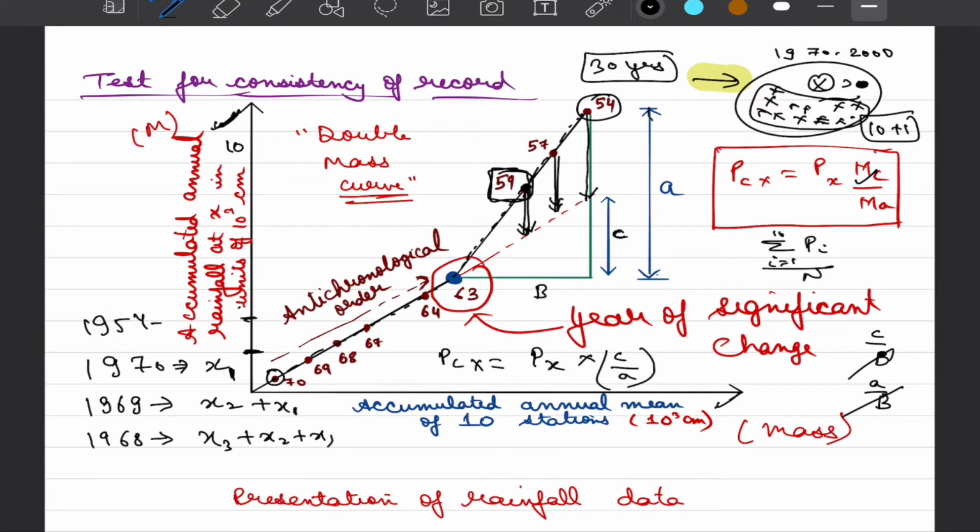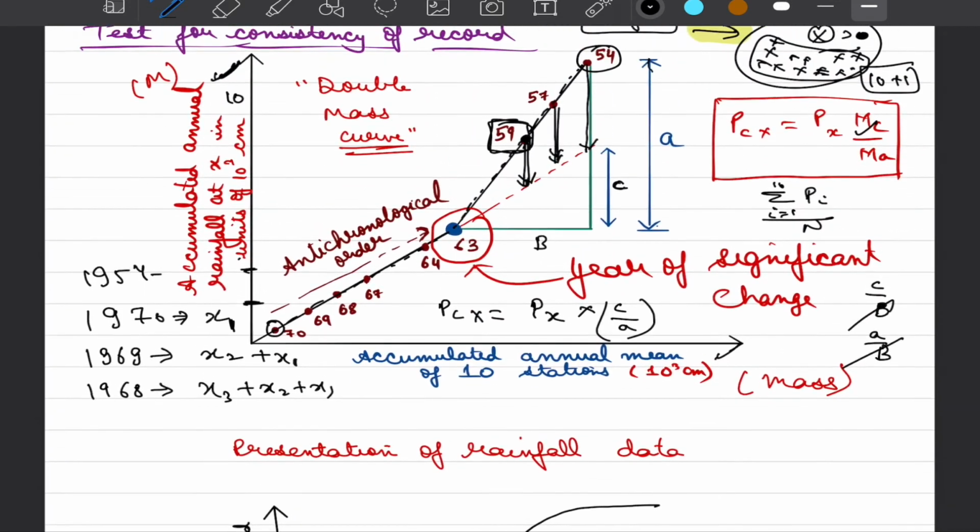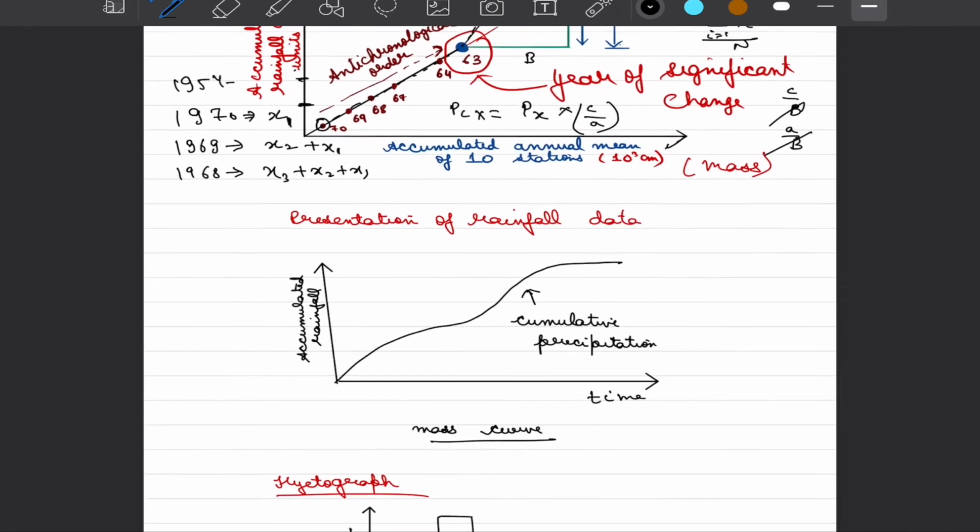There will be one simple example in your assignment, and this concept would become very clear, that is, how to solve these kinds of problems. And again, I say that the double mass curve is an important concept.